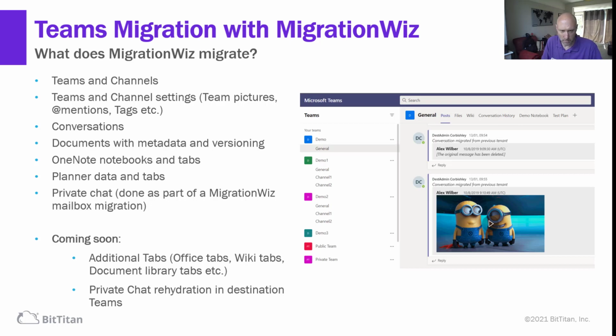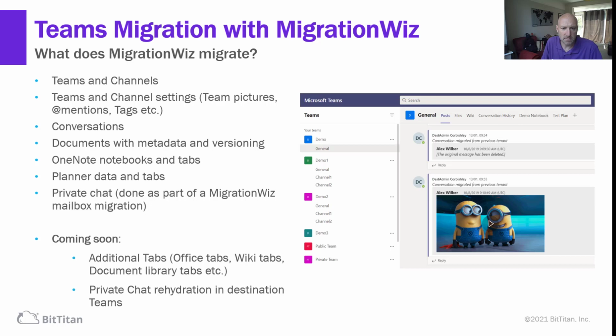So within Teams, obviously, there's extensive use of private chat. Now, due to some limitations, we cannot migrate that directly and rehydrate that into the destination team currently, although that is slated for release by the end of the year. But right now we can do that private chat migration as part of a mailbox migration. And that's because the mailbox holds a hidden folder with that chat information, and that's one-to-one chat, group chat, and meeting chat.